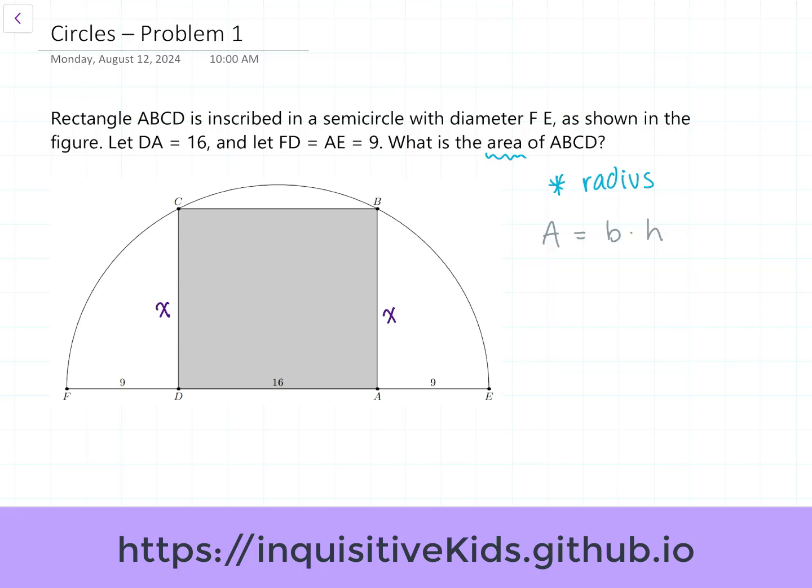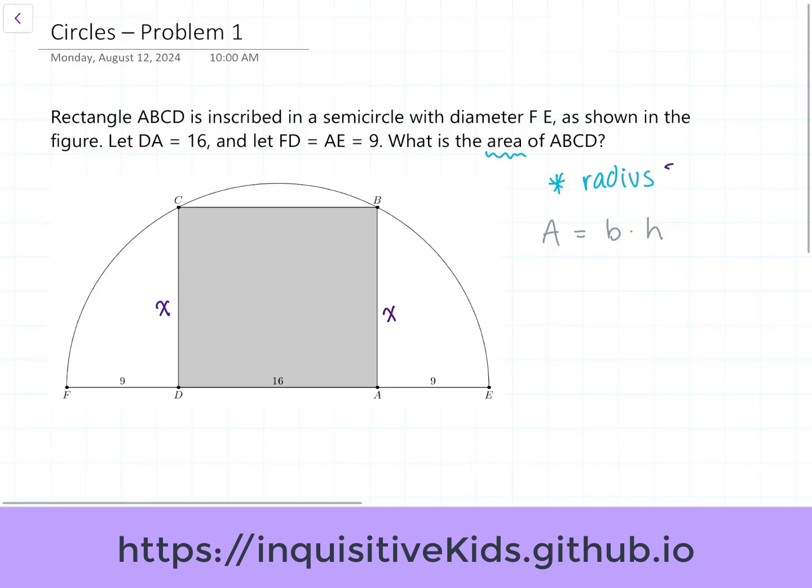Now let's think for a moment. What are we given here about the circle itself? Well, we really don't know the radius yet, but we do know its diameter. Because this is a semicircle, it means that this entire length here is its diameter. So we can add together, so the diameter here is 9 times 2 plus 16, giving us 34. So we know that the diameter is 34, and the radius would be 17.